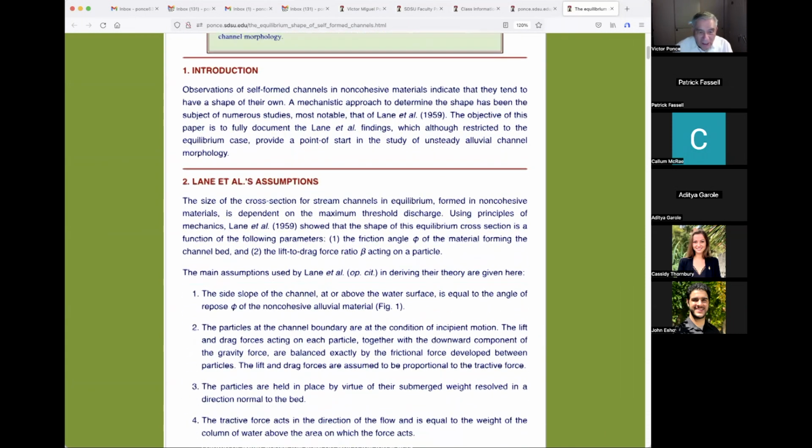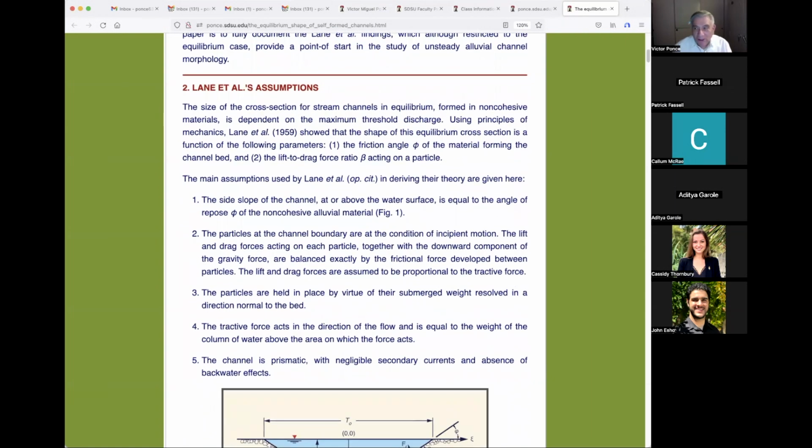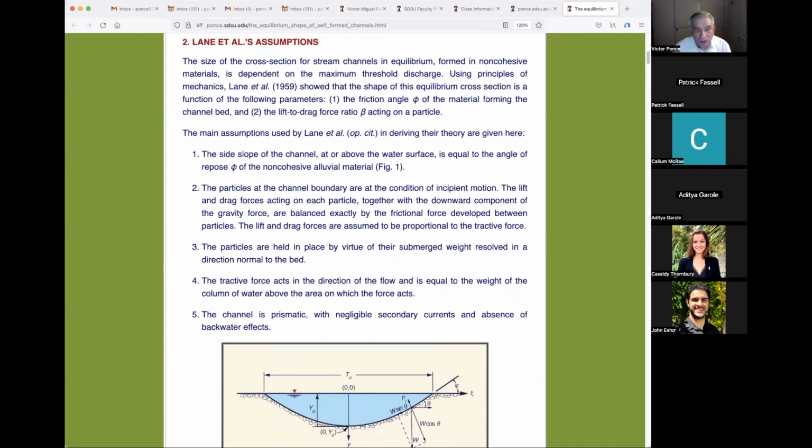Okay. So the assumptions, and I'm not going to go in detail on the mechanics. I want to look at the results and the actual methodology. But basically there are the main assumptions used by Lane, and we can go over this. It says the side slope of the channel is equal to the angle of repose of the non-cohesive material. I already told you the possible range of angle of repose, typically between 20 and 45. The 20s are the medium sands, and the 45s are the coarse gravels, big rock boulders, actually.